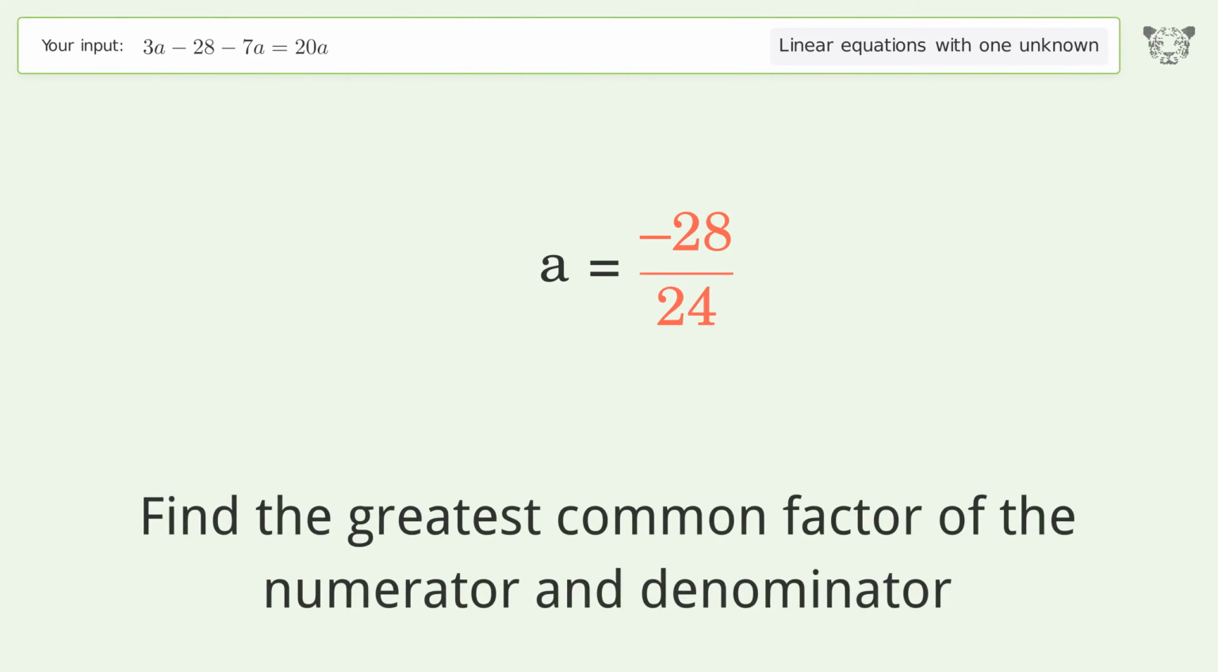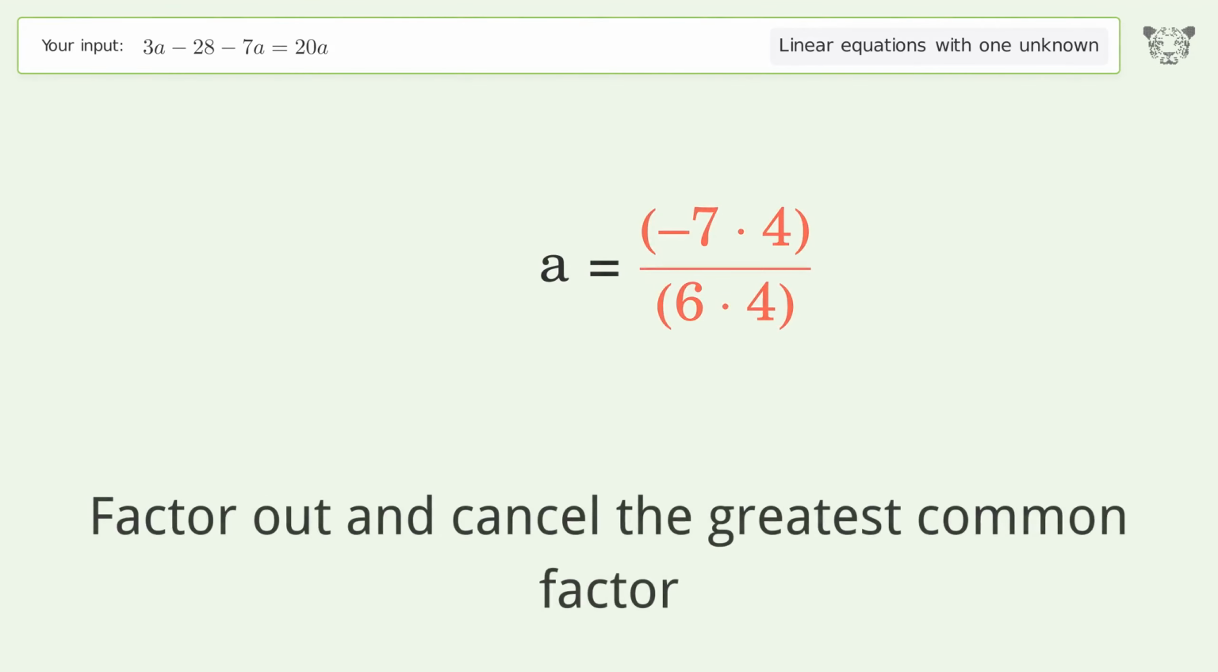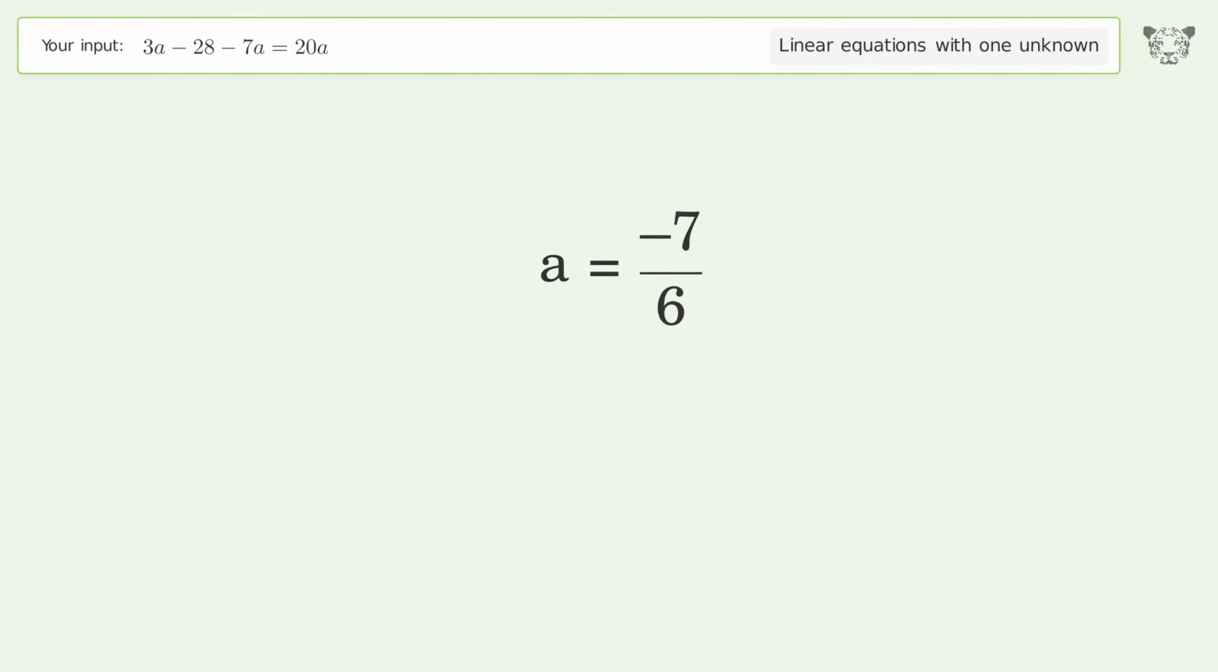Find the greatest common factor of the numerator and denominator. Factor out and cancel the greatest common factor. And so the final result is a equals -7/6.